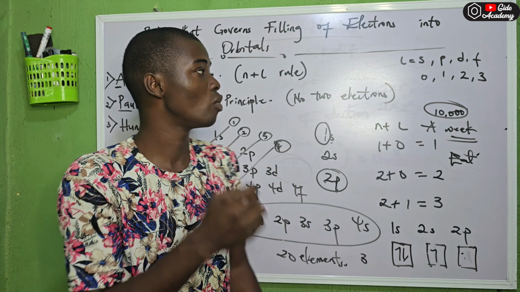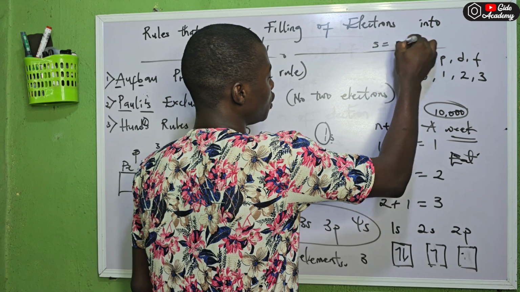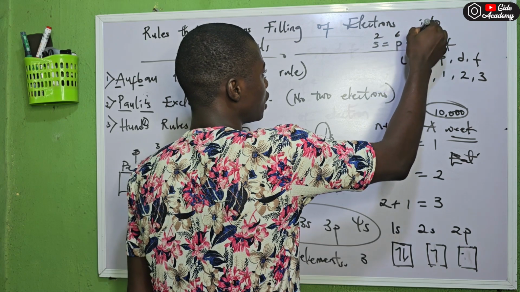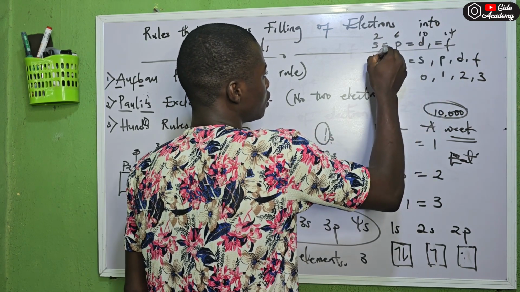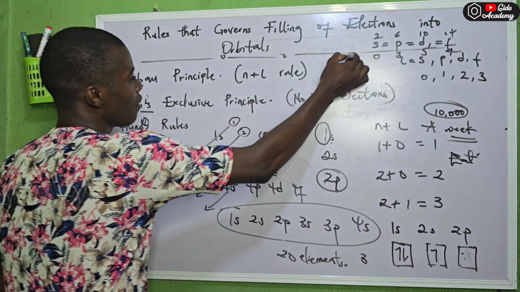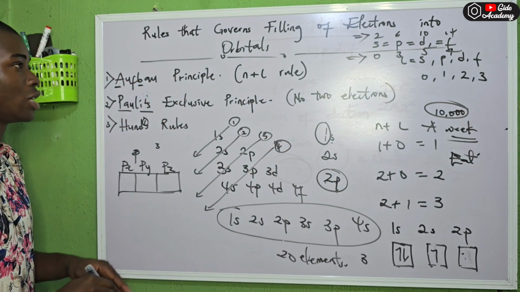So what you have to do is, let me write s, here is s, here is p, here is d, and here is what? F. 2, 6, 10, 14, and 1, 3, 5, and 7. So the number I have at the bottom is the degenerate orbitals, while the one I have at the top is the maximum electrons it can contain.